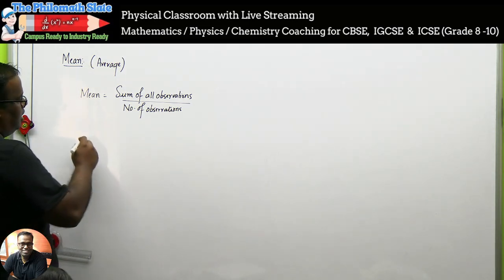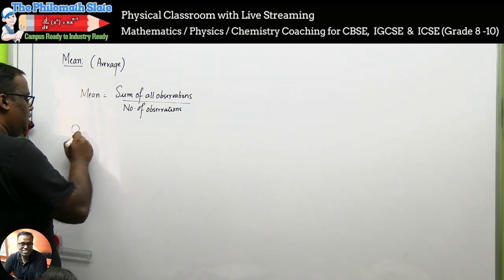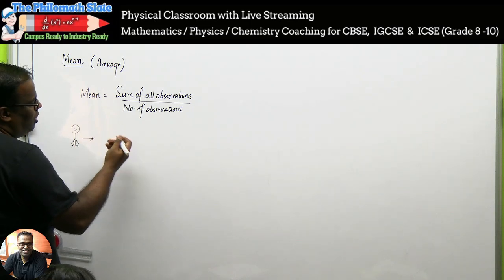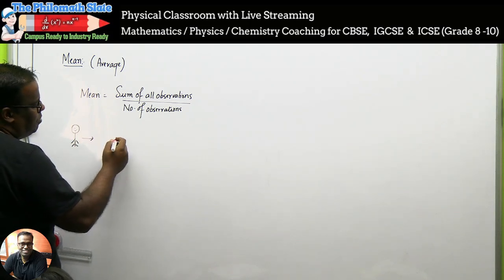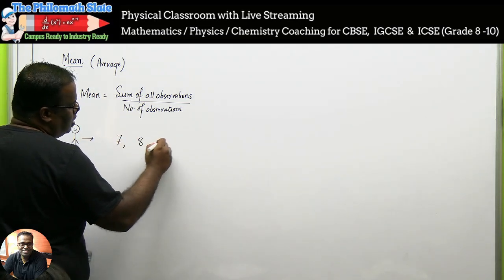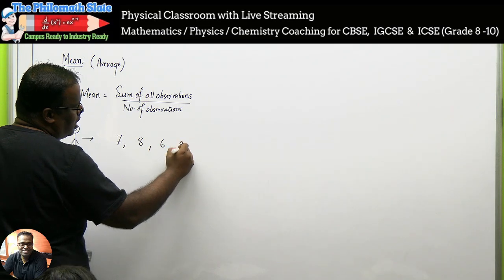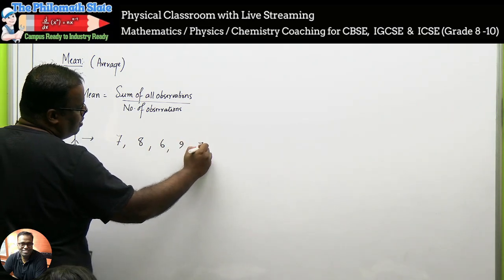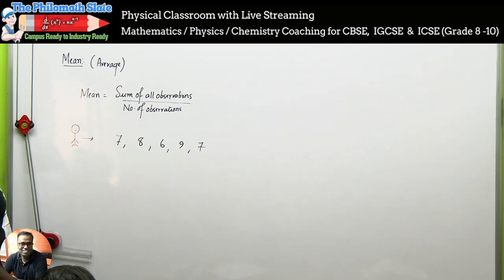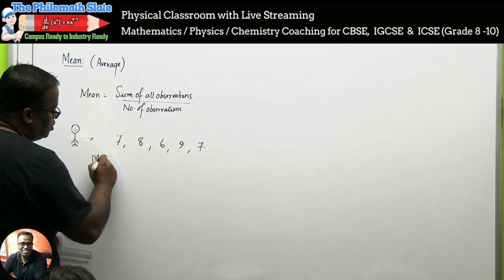Let me say that there is a child and we have the scores of this child, on a test of, say, 10 marks. He has scored 7, he has scored 8, he has scored 6 in one, he has scored 9 in one, and he has scored 7 in one more. ऐसे इसके 5 सब्जेक्ट हो गए. ठीक है ना? Now we want to find out what is the mean score of this child.